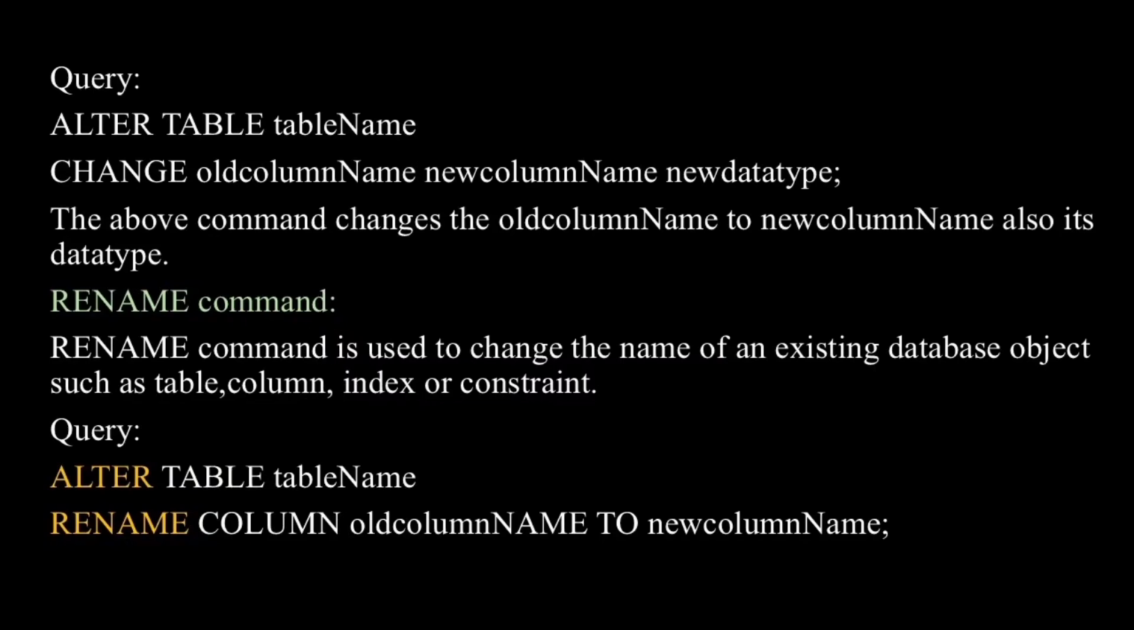Another way to rename a column, table, index or constraint is by using rename command. This command allows you to change the name of various database objects. You can use the rename command to rename a table, column, index or constraint in your database. Let's understand with query and how it works. Start with alter table followed by table name and use rename clause and then specify what you want to rename, for example, column name or table name. Provide the old name followed by to and then a new name.